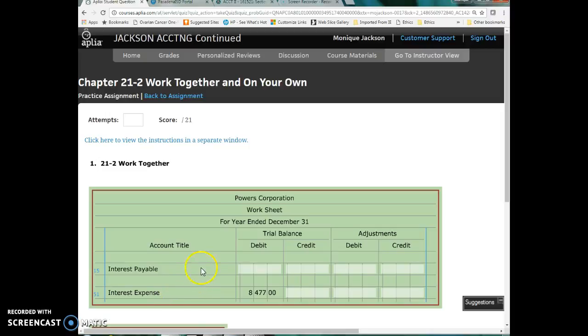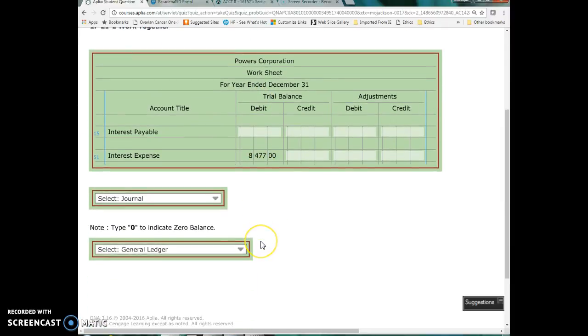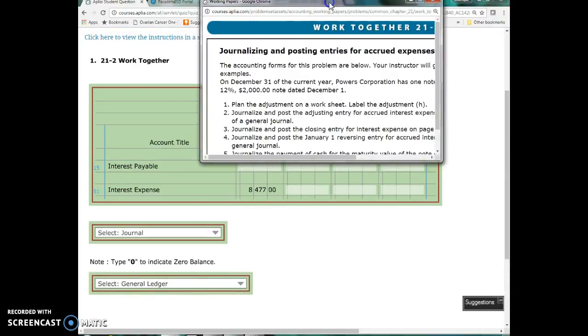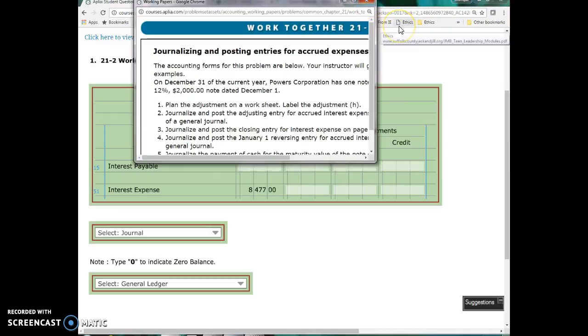fun in here. So I am going to go over with you journalizing and posting entries for accrued expenses. With 21-1, we did accrued revenue, where we had loaned the money, and now we're working on accrued expenses, where we borrowed the money and we're paying back our bills. So first of all, here are our instructions, which are also on page 627 of your text.